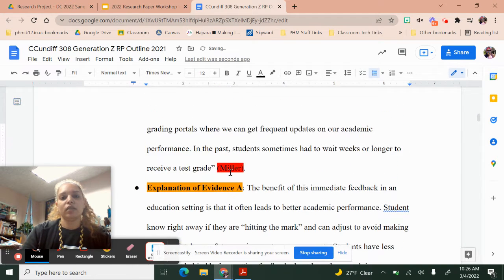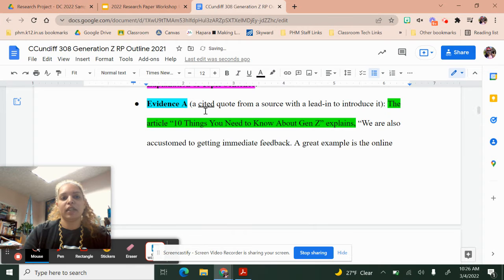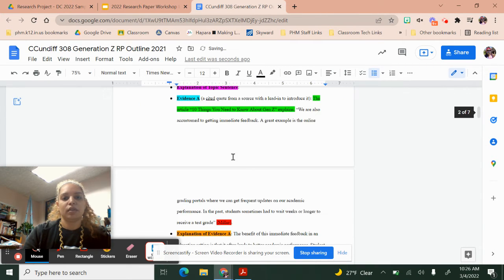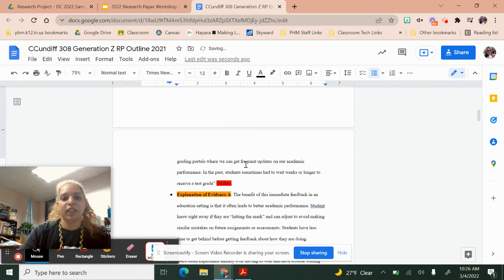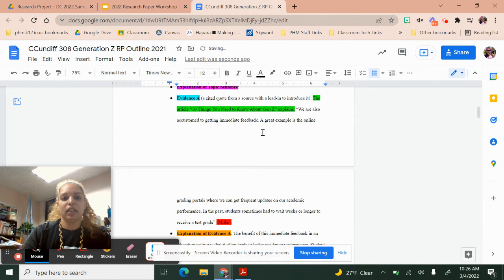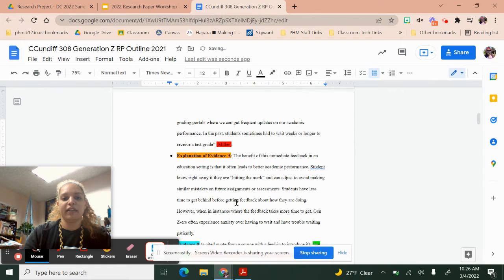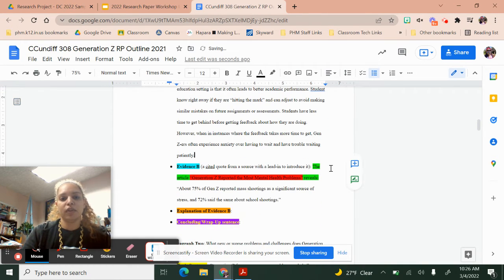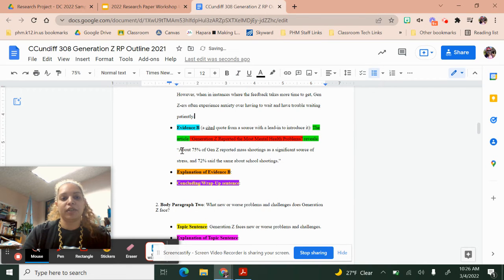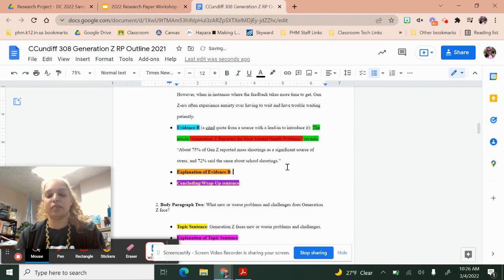Okay, so if I look at my evidence as compared to my explanation, you can see that it is longer than my evidence and it's almost twice as long. So that's what we're shooting for. That's where you should be going. So you can see this quote is much shorter, so my explanation does not have to be quite as long.